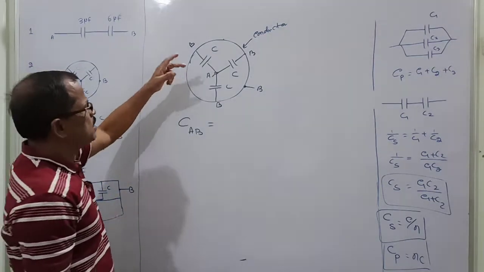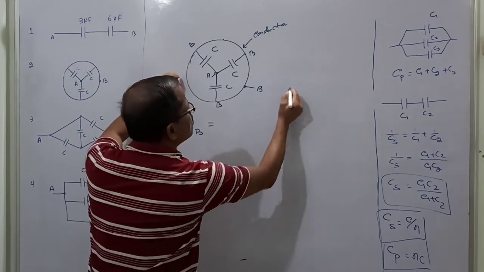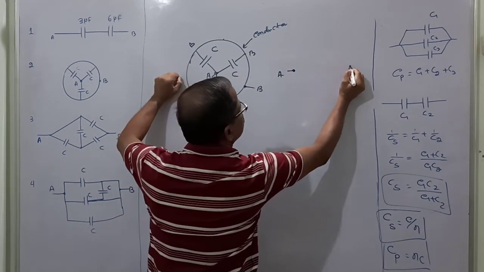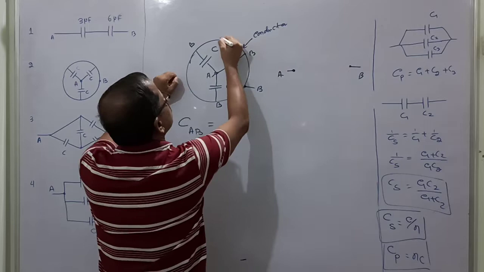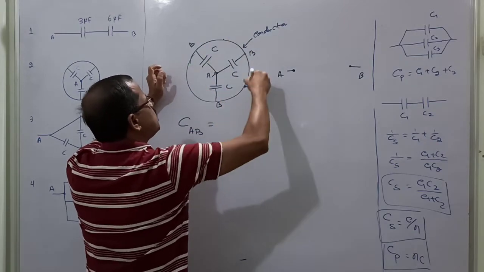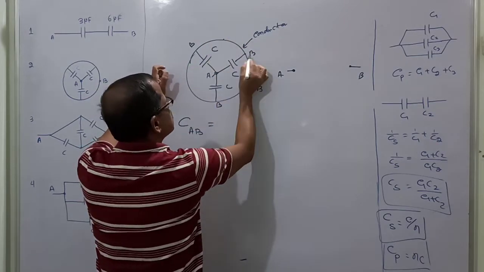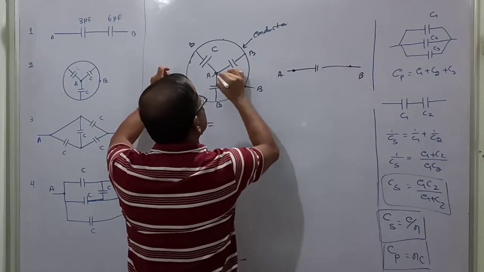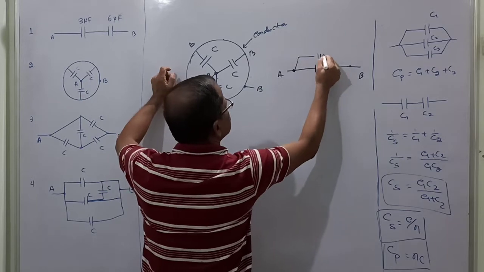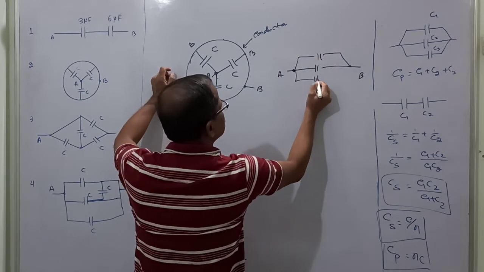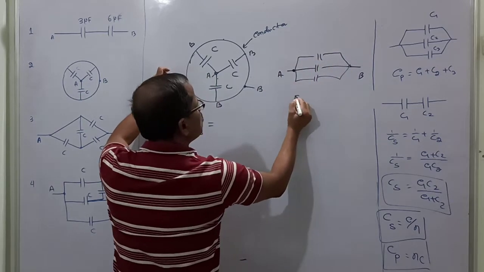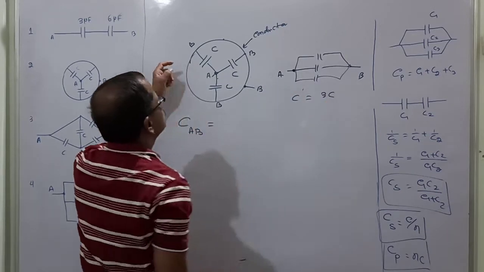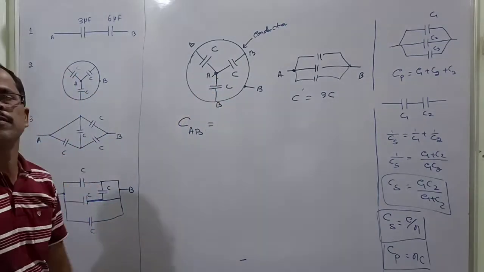Now, if this is the case, what to do? Let us redraw them. Point A is the center. Another point B is any point on the circumference, because the circumference is only a conductor. So all the capacitors go from A to B: one capacitor A to B, another capacitor A to B, another capacitor A to B. So the net capacitance of the system is how much? C dash is equal to 3C. So the 3 capacitors are in parallel.